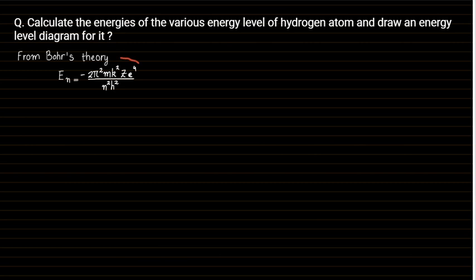So we know the energy expression is given as En equals minus 2π²mk²Ze⁴ upon n²h². Here m is the mass of the electron, k is the force constant, Z is the atomic number which is equal to the number of protons, e is the charge of an electron, n is the number of the orbit, and h is Planck's constant.